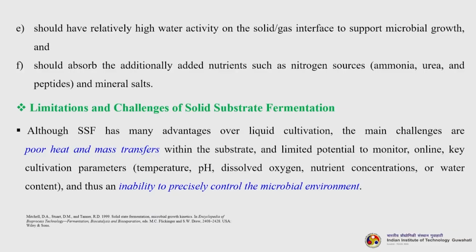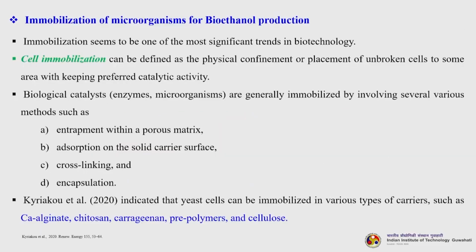Let us understand the limitations and challenges of solid substrate fermentation. Although SSF has many advantages over liquid cultivation, the main challenges are poor heat and mass transport within the substrate and limited potential to monitor online key cultivation parameters, for example temperature, pH, dissolved oxygen, nutrient concentration, water content, etc. Thus, there is an inability to precisely control the microbial environment. To overcome this, immobilization has been studied widely for bioethanol production. Immobilization seems to be one of the most significant trends in the biotechnology industries.